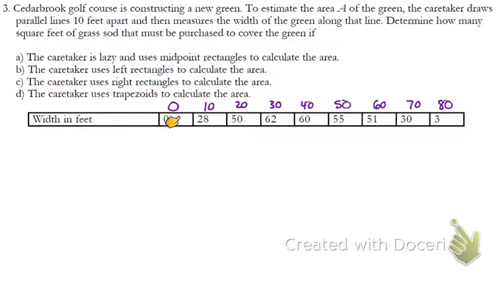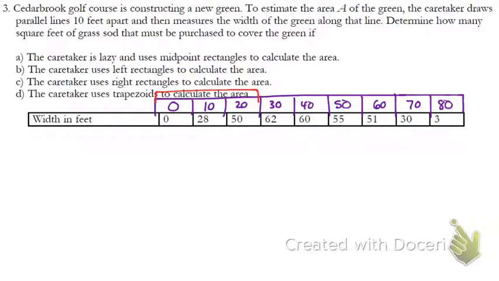So, if we look at midpoint rectangles first, we need to have a middle. So from 0 to 10, the middle of that is 5. But notice that I don't have any value in my table for the 5 foot mark, which means that that's not the correct interval to use because I don't want to make up a value for 5. I want to be actually given a value. So I can't use from 0 to 10. So instead, my first rectangle for my midpoint approximation is going to be from 0 to 20.